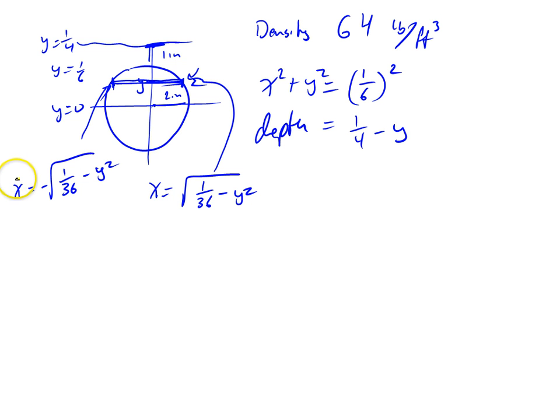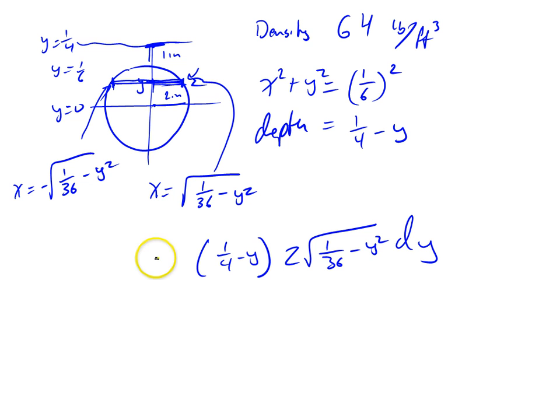So the distance across would be this one minus that one, and the distance across would just be 2 times this one. I mean, this is measuring from 0 out to there, and you got it twice. So the distance across is 2 times the square root of 1/36 minus y squared. The thickness of that little slice is dy. So that's the area. Now I need to multiply by the depth and the density.